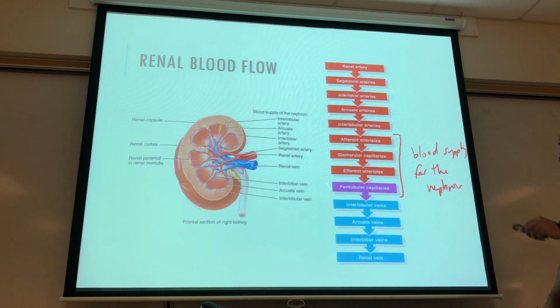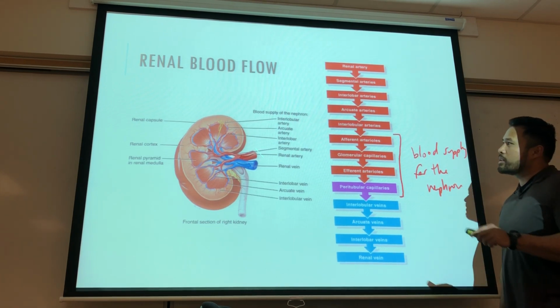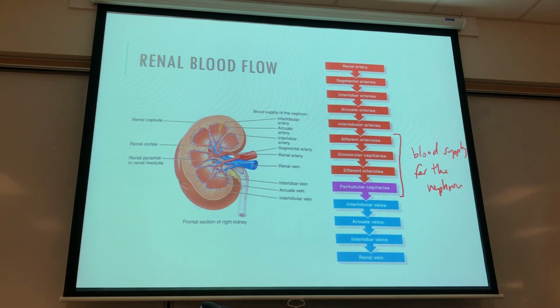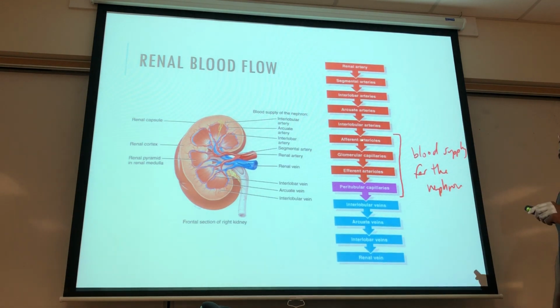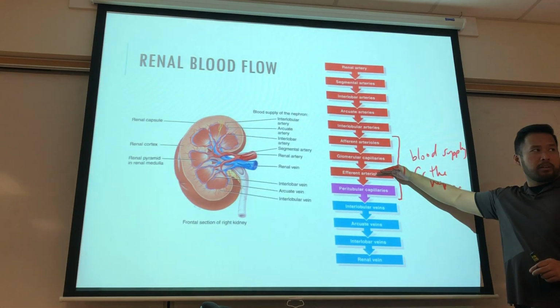And we're going to move from the afferent arteriole. We're now going from our arteries to our arterioles. The afferent arteriole will turn into our glomerular capillaries. And from our glomerular capillaries, we're going to branch off again into the efferent arterioles. So we're going from arteriole back to capillary to arteriole.